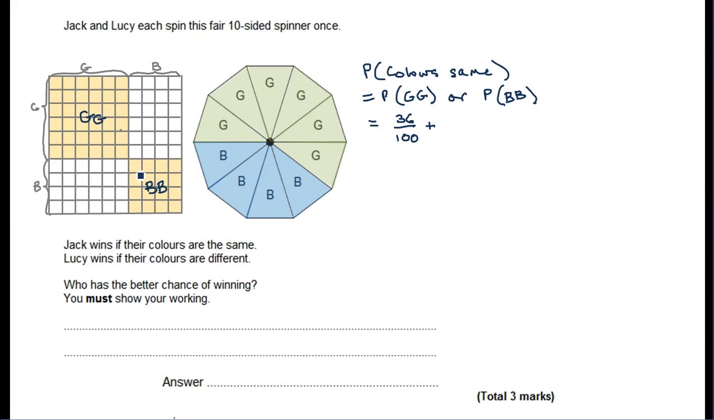And the probability now that we're adding to 36 out of 100 is the probability of blue, blue, which is again out of 100, our total sample space. And we've got 4 times 4, 16 out of 100, 16%. And then we've got our answer, because 36 plus 16 gives us 52 out of 100 equals 52%. Therefore, Jack wins.